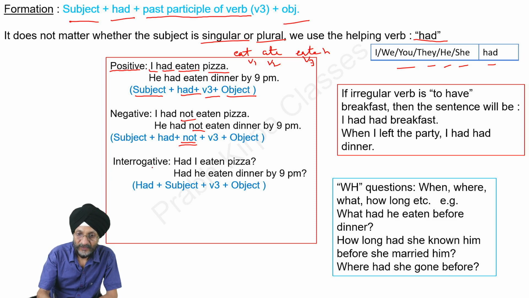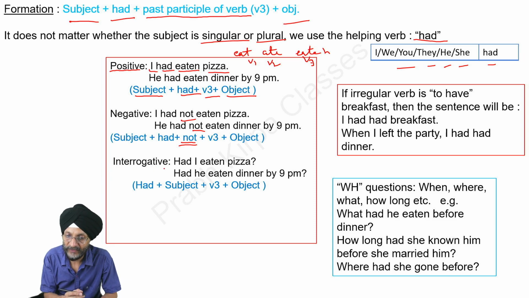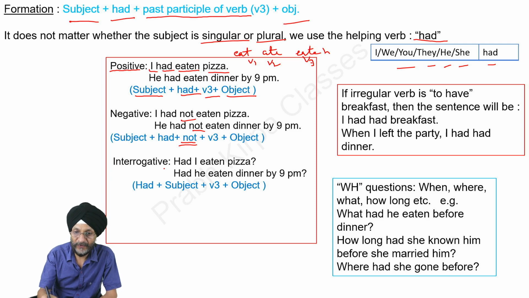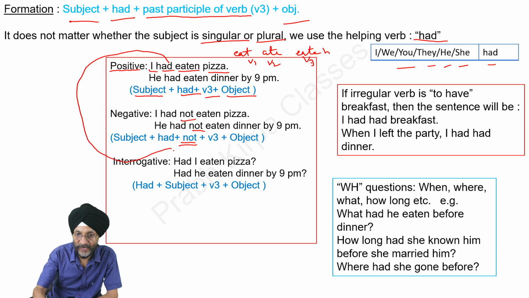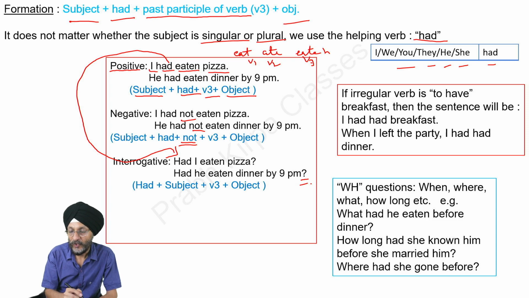On the other hand, when we make an interrogative sentence in past perfect tense, we simply take had at the start of the sentence. Had I eaten pizza? Had he eaten dinner by 9 p.m.? Please do not forget to add the question sign at the end of the sentence. So this is the formation. First comes had, followed by the subject. Here I and he are subjects. They are followed by the third form of the verb, and then comes the object.